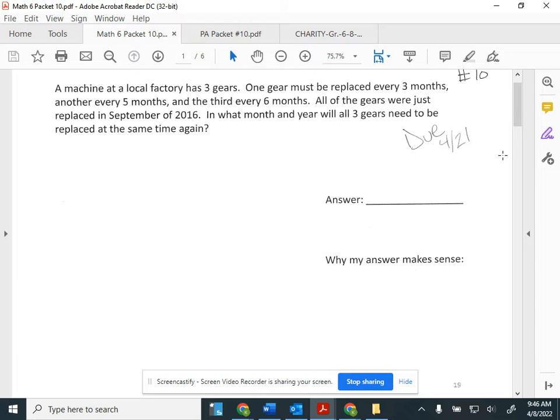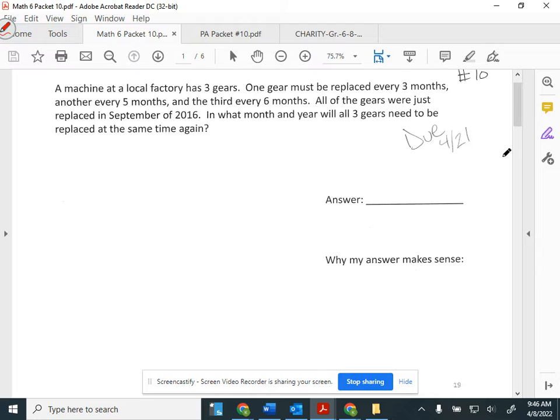What do you think we should do to solve this problem? How can we solve this? Nobody has any thoughts on how to solve the problem? Will, what do you think? Don't you just do every 6, you just add 6 months to September?